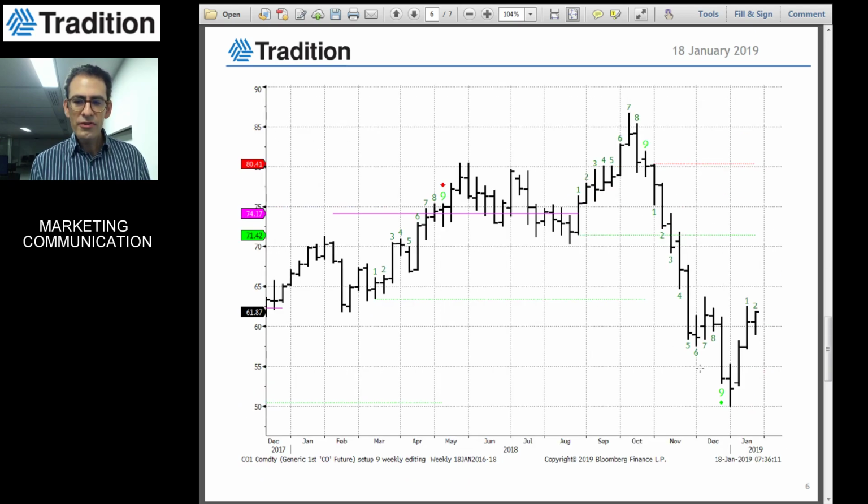So I wanted to end with the setup 9 buy signal we saw on Brent. These are Brent futures. In December we completed a weekly setup 9 buy. You can see this signal. It's quite interesting to see what we could see as well on world stock markets, which means a pullback, and also on US 10-year bond yields.